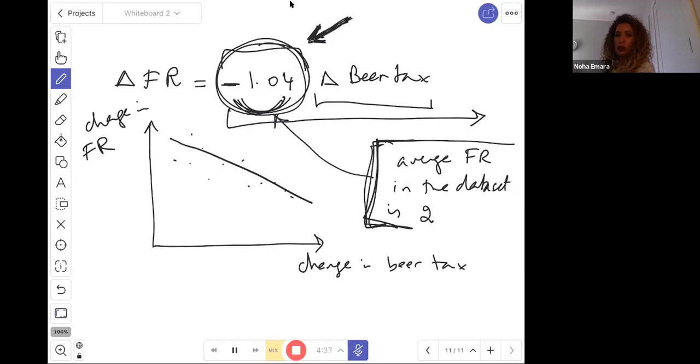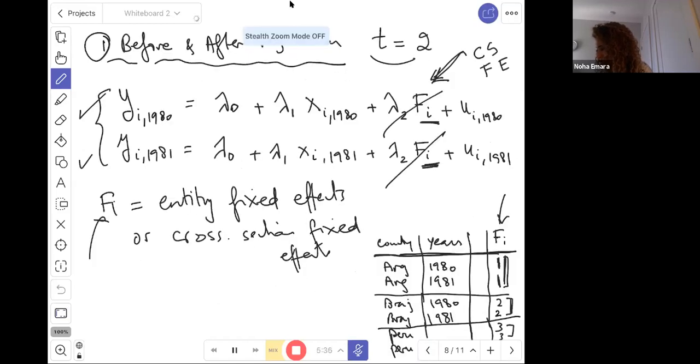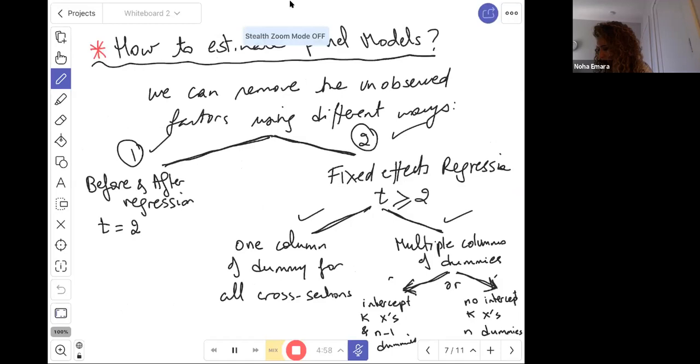All right. So this is back here. So this is again just one way, right? So we had before and after regression, used only when t is equal to 2. I hardly use this model in my estimation of research papers because I usually work with larger data sets. I mean, like larger time period data sets.